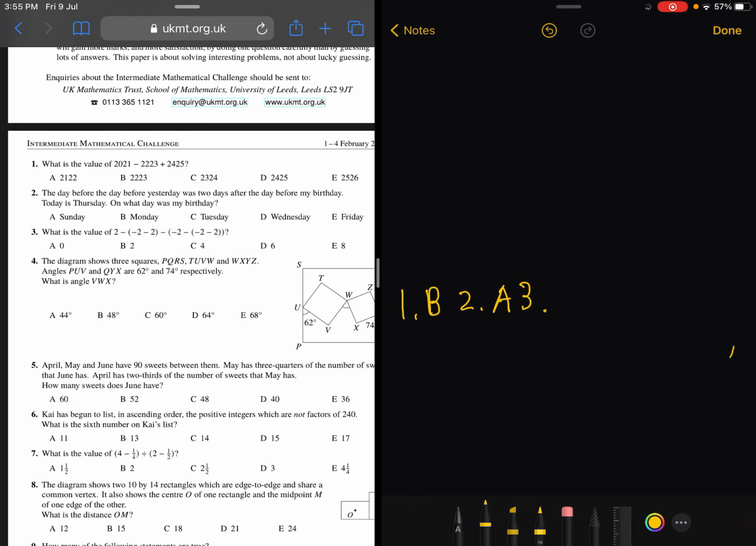Question number 3, 2 minus 4 minus 2, so that gives us 6 minus 2 equals 4. 3 is C. Question number 4. This is actually a pretty tricky question. I won't draw it out, but let me just quickly tell you the logic behind this question.